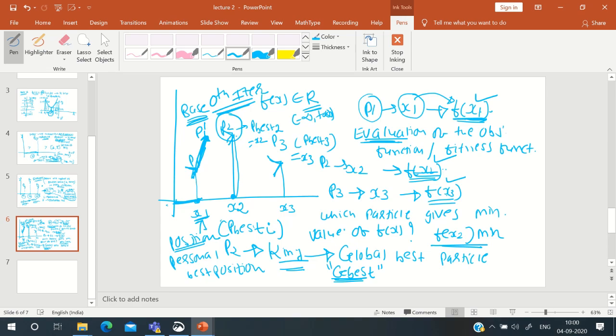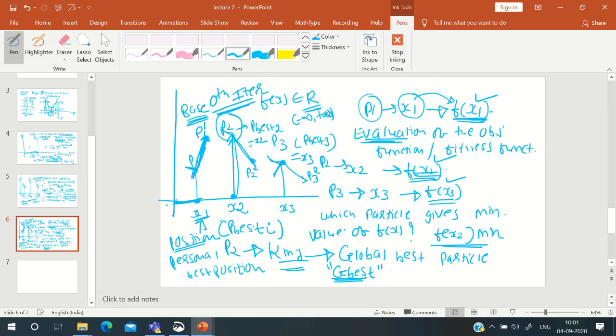Similarly, I assume that particle P2 moves in this direction, and this is the new position of the particle P2 at the end of the second iteration. Similarly, I assume that using some equation, P3 moves in this direction, and this is the new position of the particle P3 in the second iteration. Now repeat the same procedure which we did in the zeroth iteration.